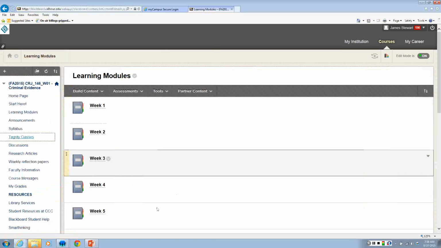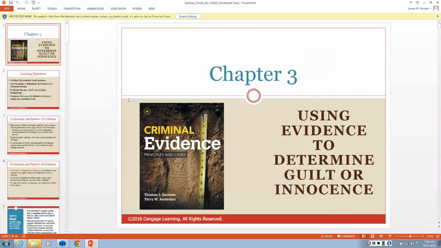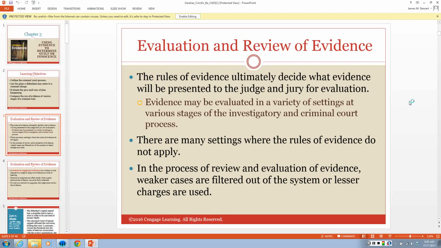I want to move on to Chapter 3 just a second here. Chapter 3 is asking us to outline the criminal court process, list the pleas a defendant may enter to a criminal charge, evaluate the pros and cons of plea bargaining, compare the use of evidence at various stages of a criminal trial.